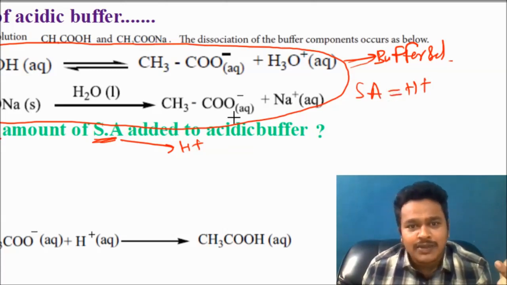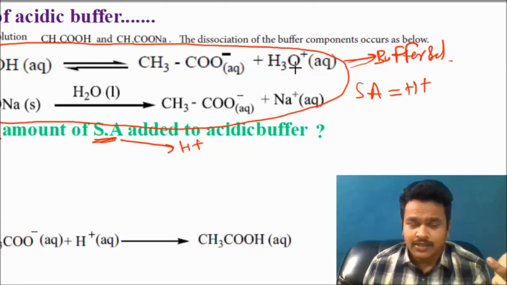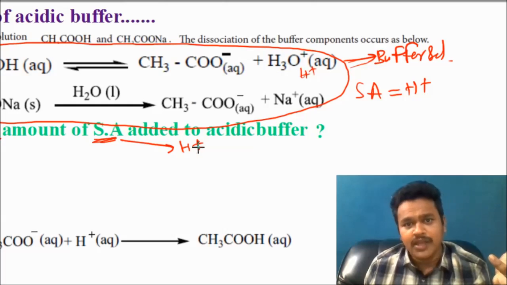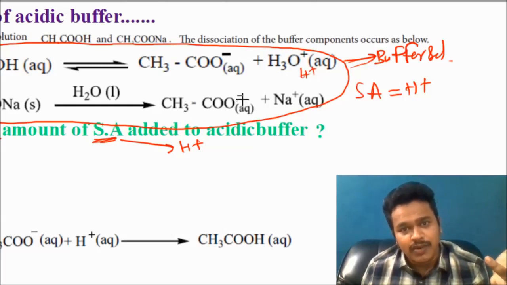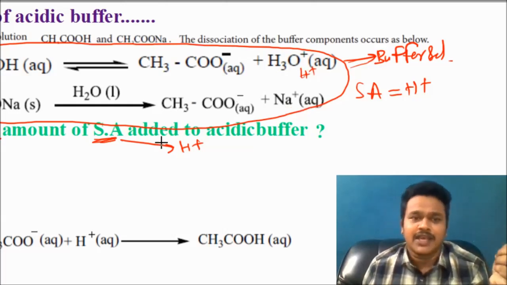You are adding H plus ions in this vessel. What is there? CH3COO minus is there. This H plus, otherwise hydronium ion, is there. Again, CH3COO minus ions are there. Na plus ions are there.